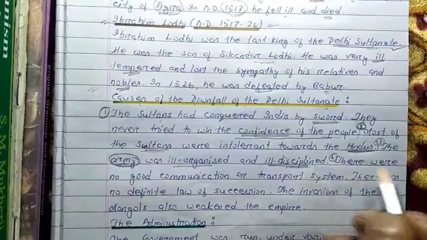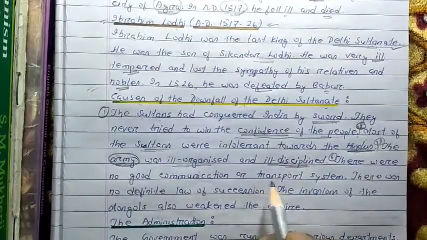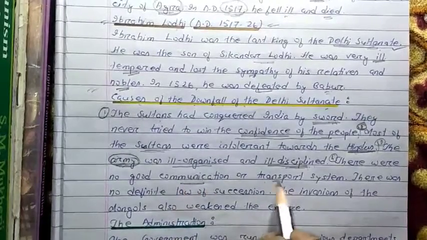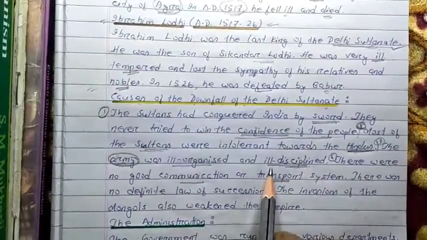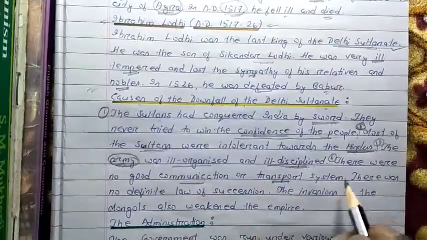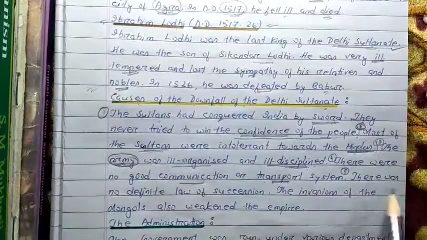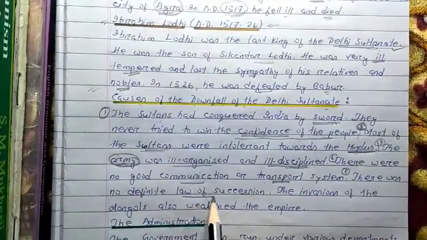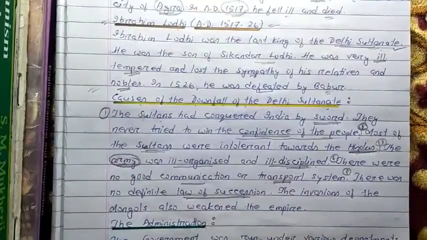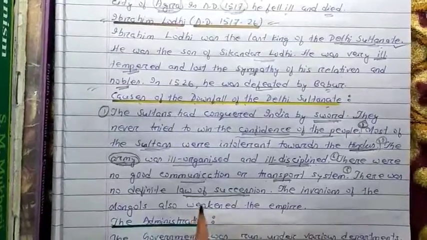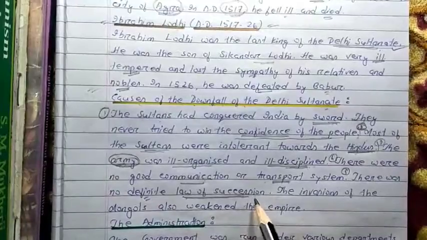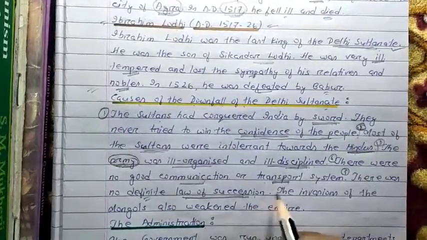Next one is, there was no good communication or transport system. You know, if any dynasty wants to flourish, the system of communication and transport should be good. But under the Delhi Sultans, the communication system as well as the transport system was not at all good. Next one, there was no definite law of succession. You know, after the death of one ruler, the next ruler is his son. That was the system in the process of kingdom. But the Delhi Sultans did not have any proper or definite law of succession. It was only depending on their power.